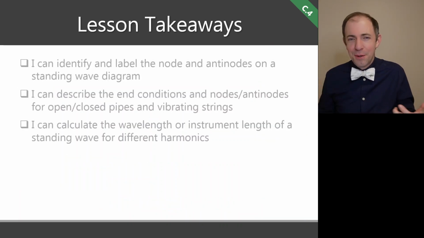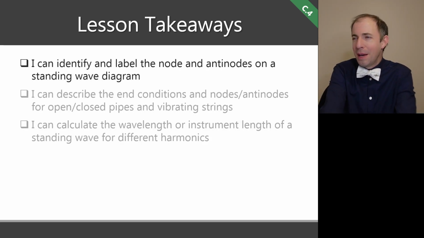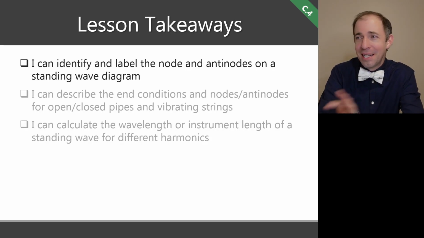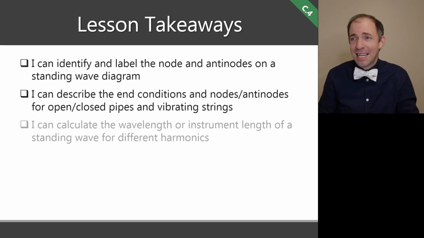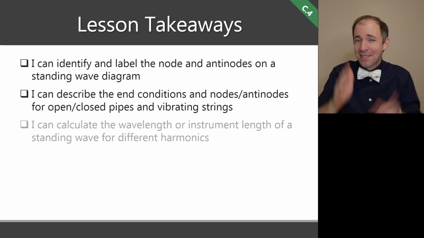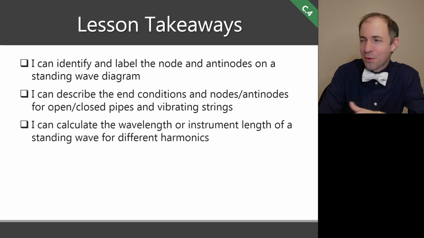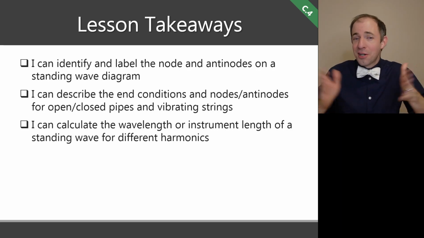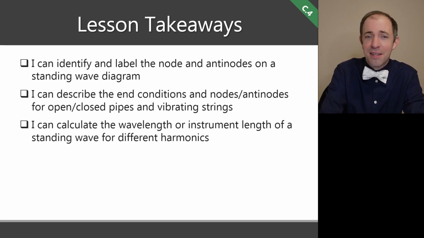Okay, so in those few examples, you get a taste of how these instruments form standing waves. You should be able to identify and label a node and antinode on a standing wave diagram. You should be able to describe the end conditions, both nodes and antinodes, for open pipes, open on both sides, closed pipes, which we're going to call open on one side and closed on the other, not closed on both, and then a vibrating string, which is a node on both sides. And you should also be able to calculate the wavelength or instrument length of a standing wave for different harmonics. So what we were doing there, taking that picture, turning the length of the instrument into a wavelength, and then using that wavelength to solve for something else like the frequency of the wave.